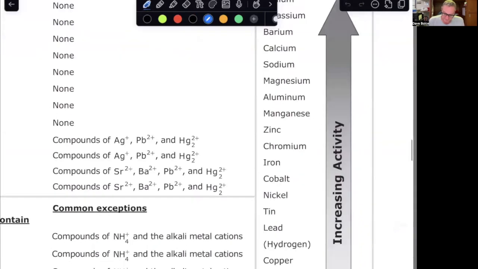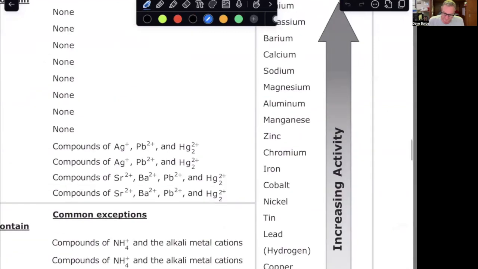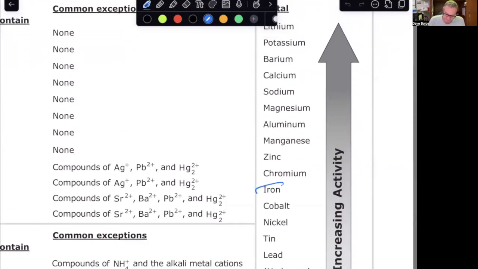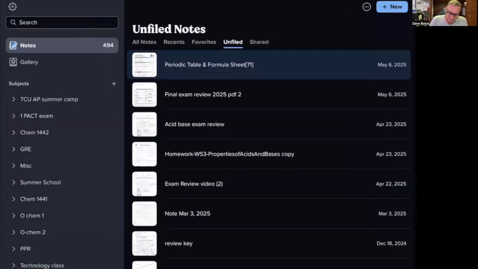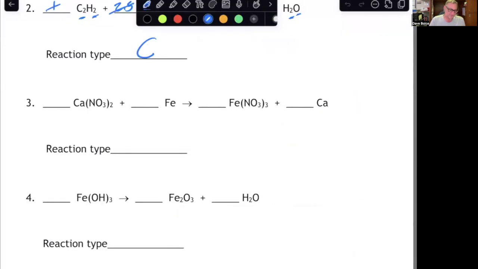So iron, let's see where you at, iron. There we go. And I want to know, is that stronger than calcium? Where is calcium? Calcium is all the way up here. Okay. And so that means that calcium is higher on the activity series than iron. So in reality, this wouldn't actually happen. It's just not strong enough to do it. But all we're doing is balancing it. So let's just go ahead and balance it anyway.